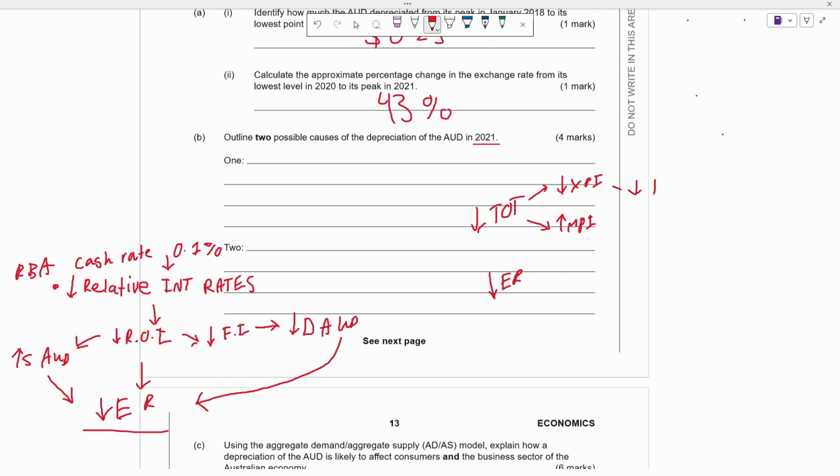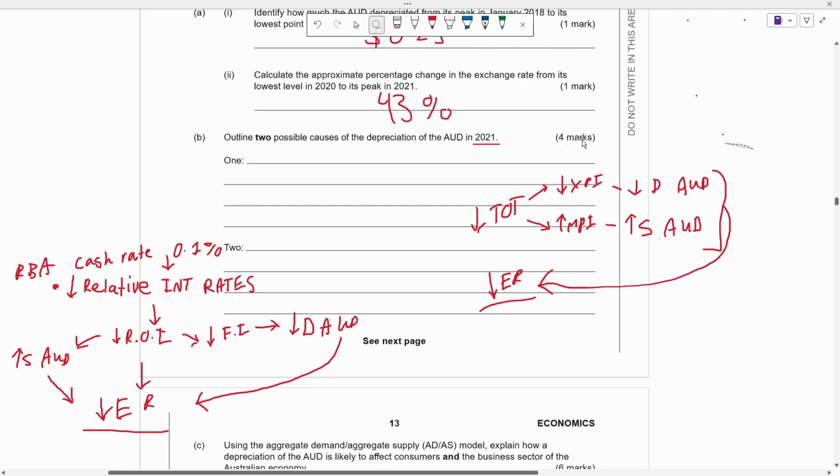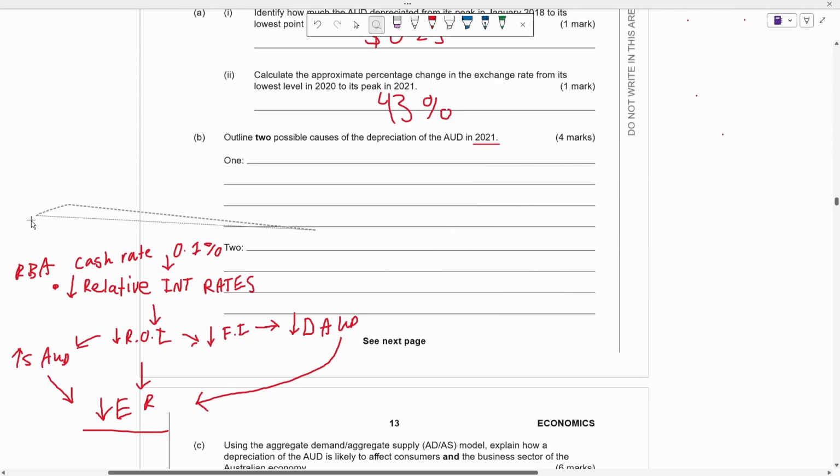So that's going to decrease the demand for the AUD. Now, if the import price index increases, that means domestic consumers or households have to pay a higher price for their imports. So they have to exchange more Australian dollars for foreign currency to purchase those foreign goods. So that's going to increase the supply of the Australian dollar. Now, both of these factors are going to cause the Australian dollar to depreciate. So this is the planning for both of our factors. Now let me show you guys a sample answer.